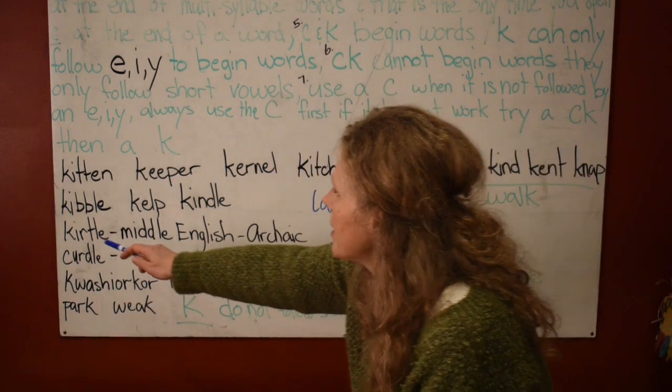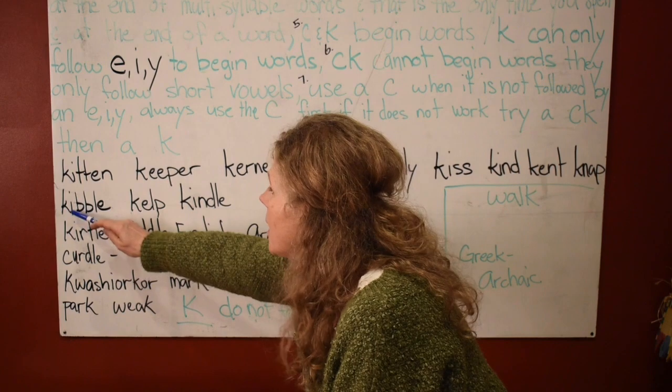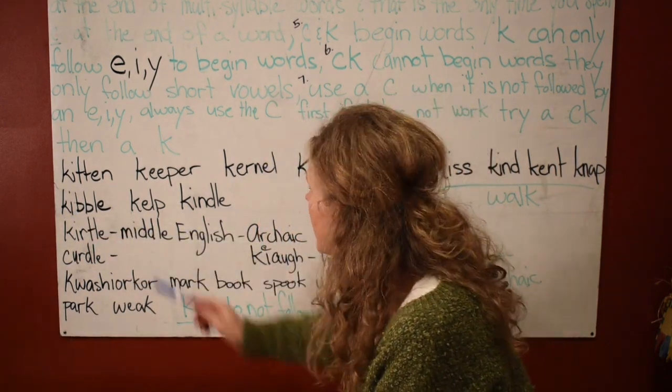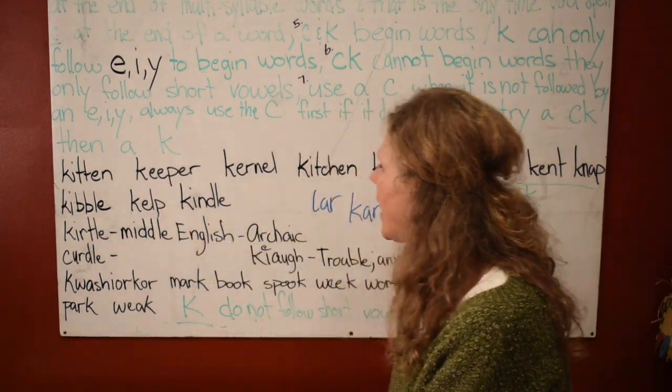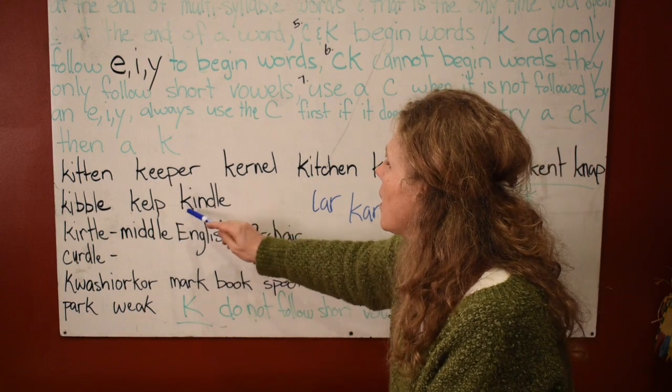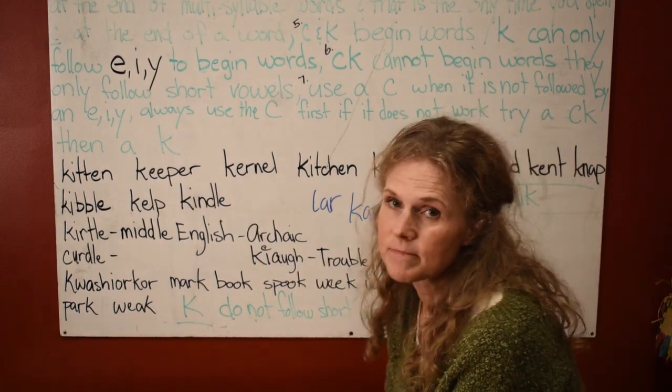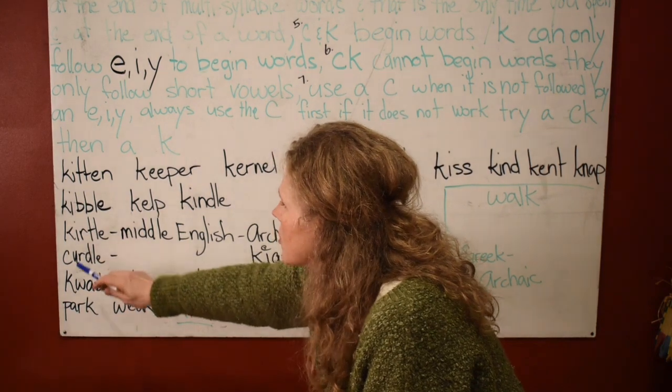So we have kibble, this is an I, so it is a K. Kelp, it's an E, so it's a K. Kindle, it's an I, so it's a K. Okay, so now let's look at this homophone.